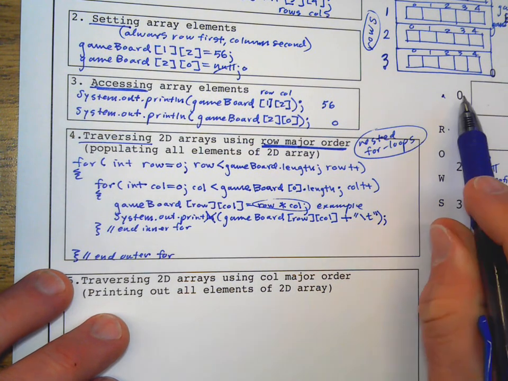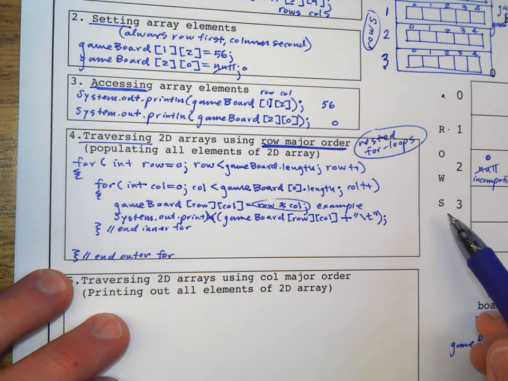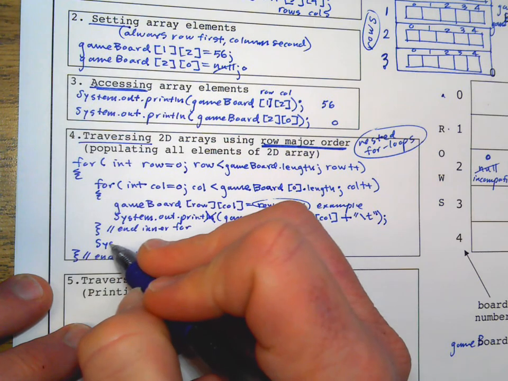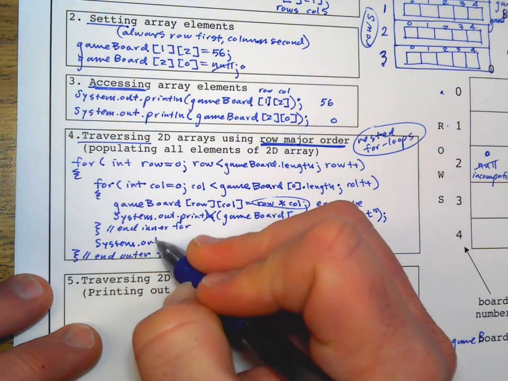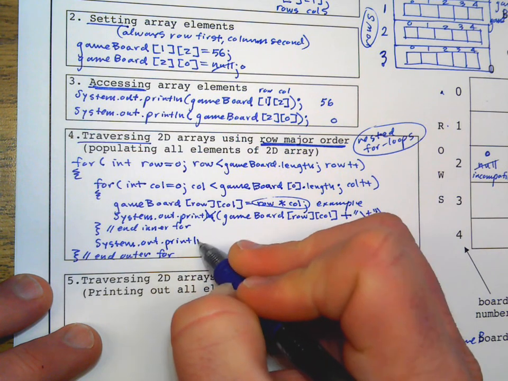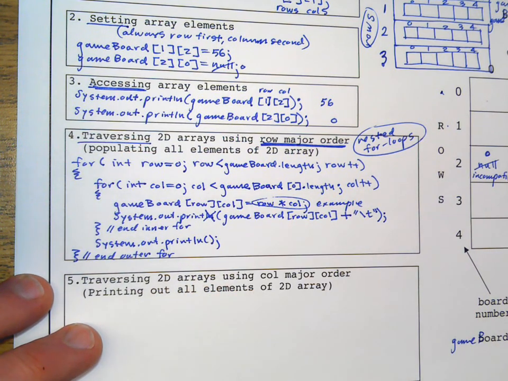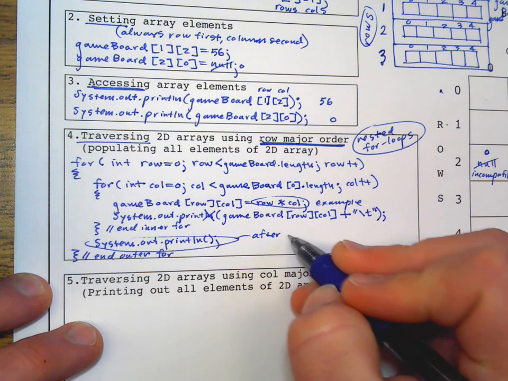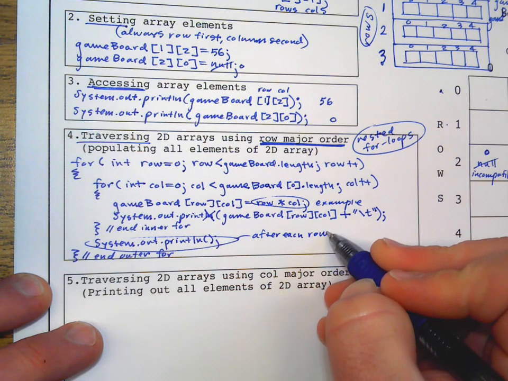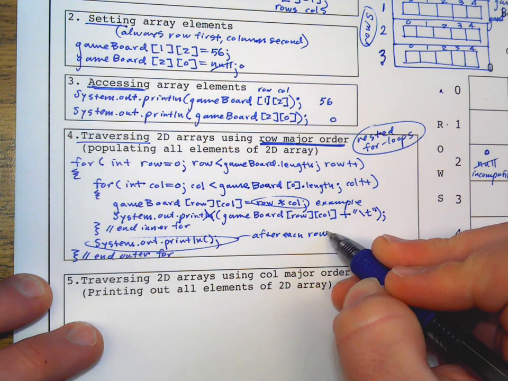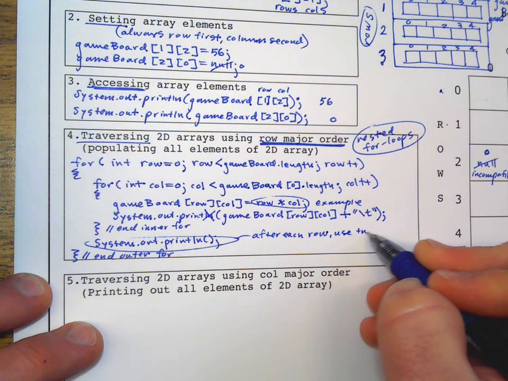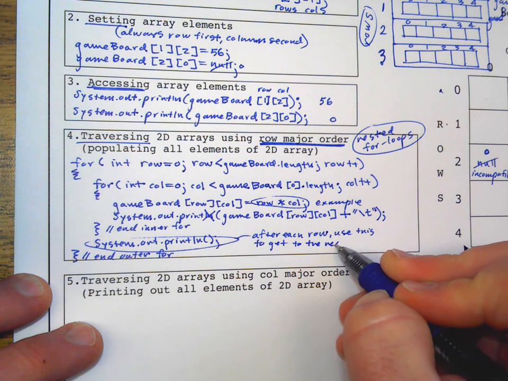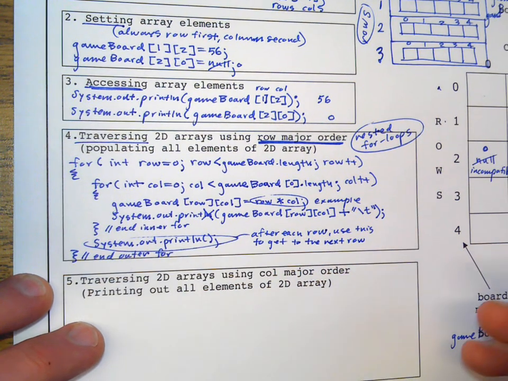Now, here's the deal. After you print the first row, we do want the next row to be below it. So right here, after each step of the inner for loop, you would do a system.out.println with nothing in it. And then that would kick it down one, right? That would help you. So after each row, use this to get to the next row. Something like that.